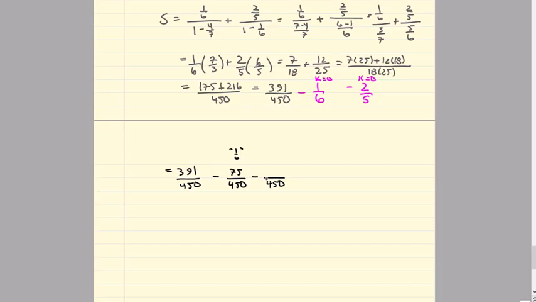So the 450 divided by 5 is going to be 90. So minus 90 over 450. So it'd be 391 minus 75 minus 90, which would be 226 over 450. Now both of those are even, so this should be pretty easy to reduce. Actually, I think I see a mistake here. So when I did my multiplication here, that should have been 90 times 2 is 180.